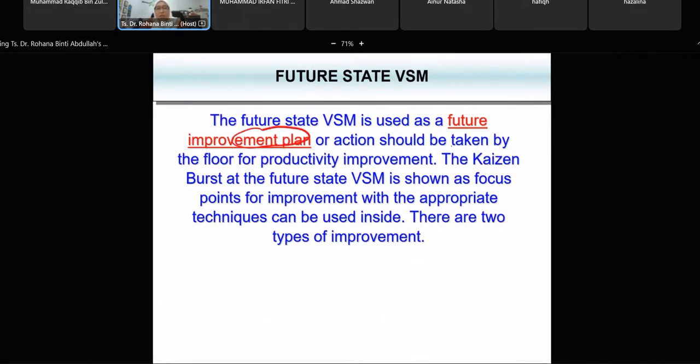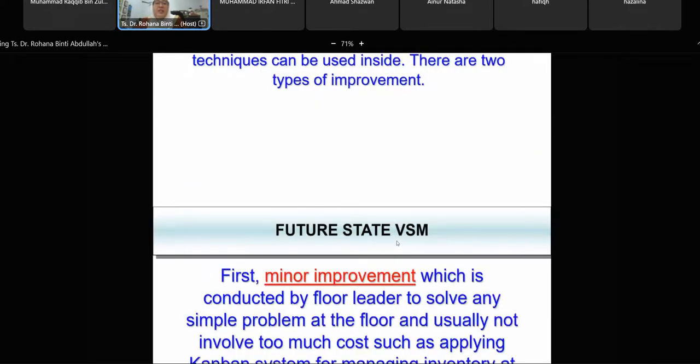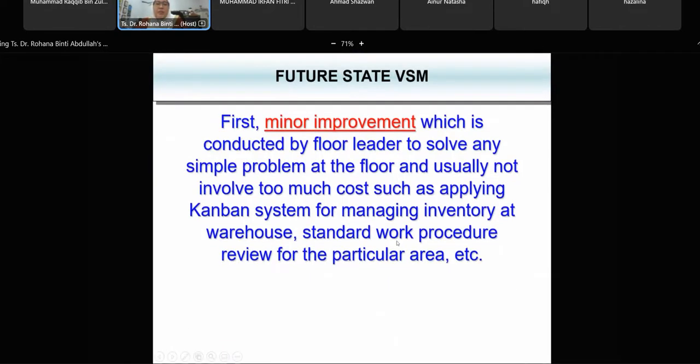or action that should be taken by the floor for productivity improvement. The Kaizen burst, lihat kan Kaizen burst ni, Kaizen burst at the future state VSM is shown as focus point for improvement with the appropriate techniques that can be used inside. There are two types of improvements. Apa dia? Alright, first minor improvement which is conducted by floor leaders.